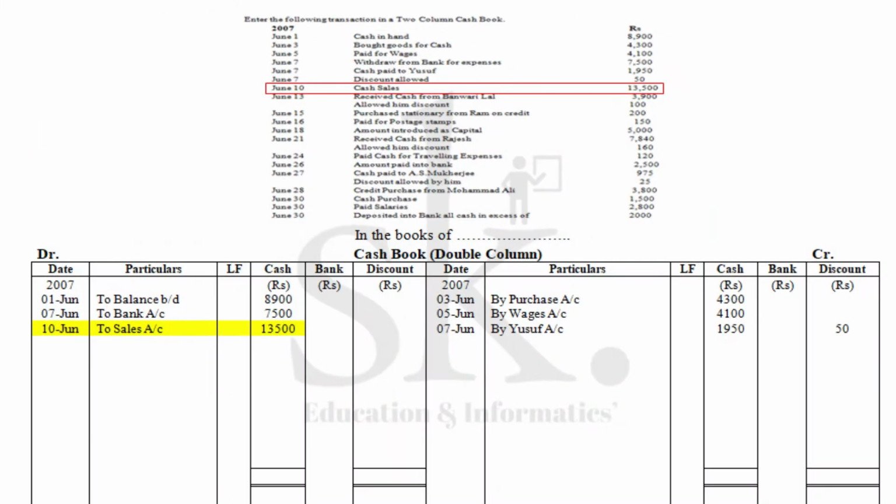10th of June, cash sales rupees 13,500, which means to say the journal entry is cash account debit to sales. So sales will be recorded in the cash book debit side, and in the cash column we write 13,500.